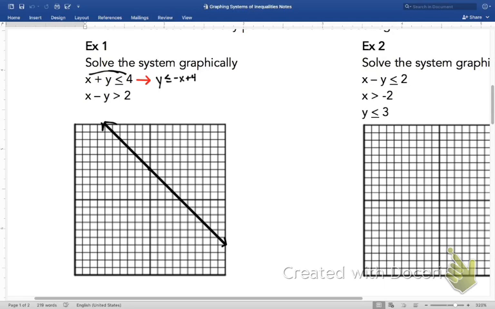Now, if I'm going to shade and it's less than or equal to, is it going to be above my y-intercept or is it going to be below my y-intercept? If it's less than, below.